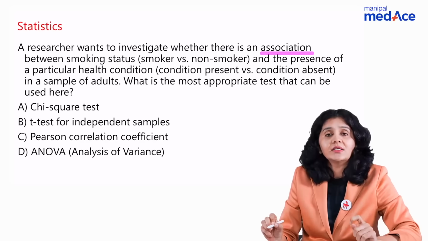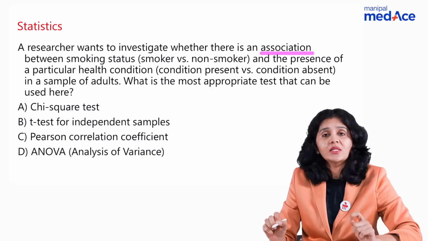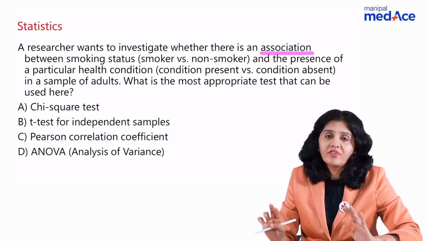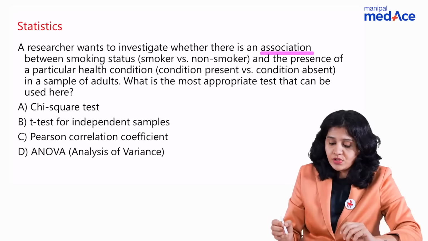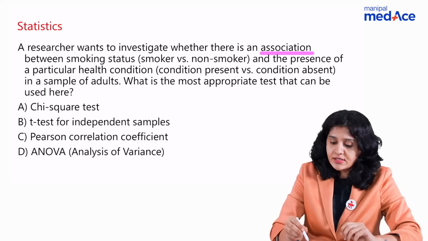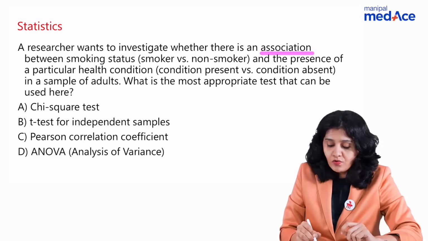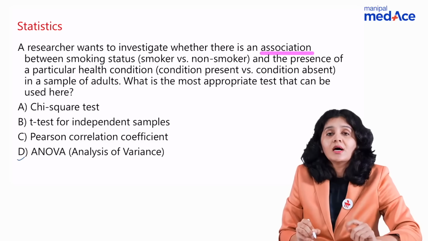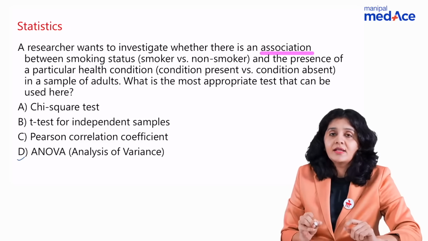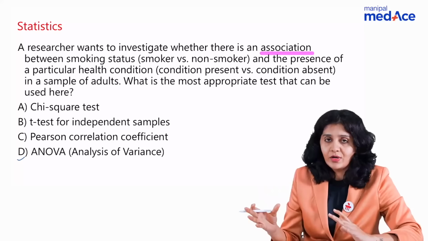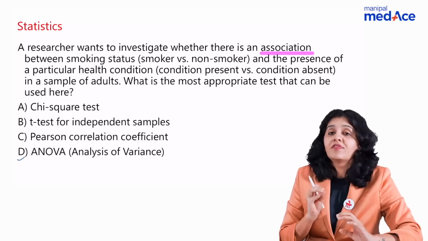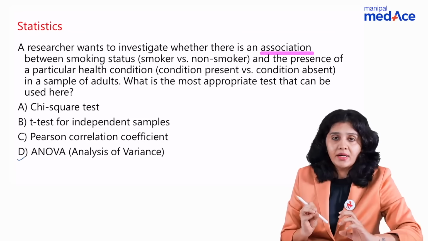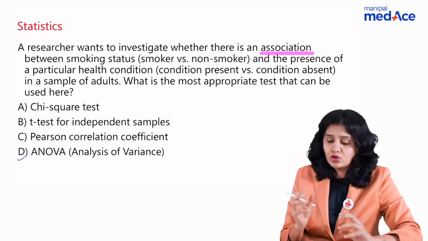So here the investigator is testing whether there is an association between two different variables, independent variable and a dependent variable. So what is the best answer for this? So let us start from option D. So ANOVA, we've already discussed this. ANOVA is to test the difference between 3 different groups, right, or more than 3 different groups, and you're testing the difference between the means. It is used for parametric data, that is normally distributed data.